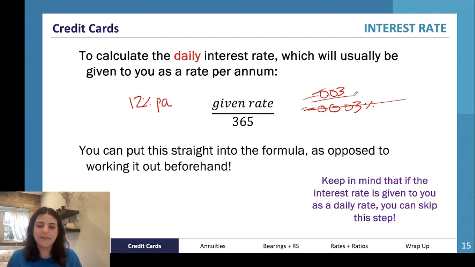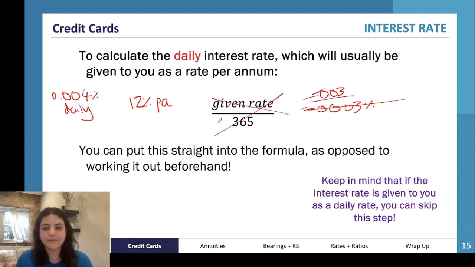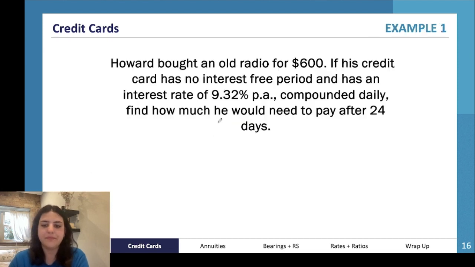Also keep in mind, if the interest rate is given to you as daily, for example 0.004% daily, then you don't need to do this division.